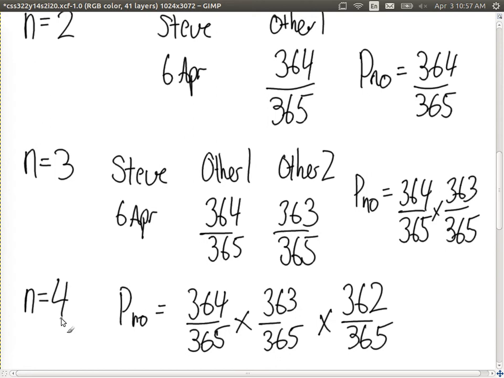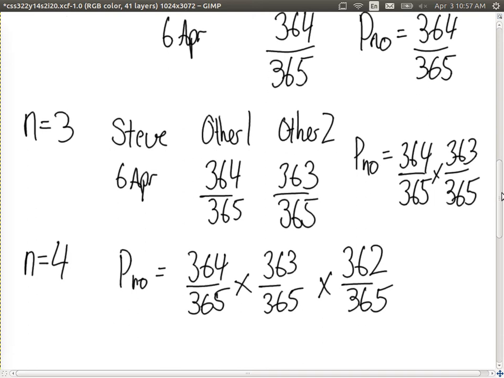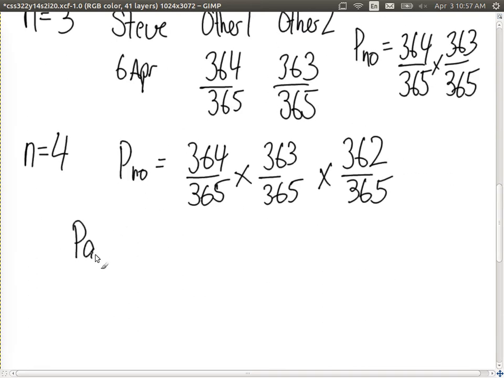There's some factorial involved, correct? At the top, the numerator is 364 down to 362. So that's some portion of a factorial. And the denominator is 365 to the power of n minus 1 in this case. So we could find a formula that would express that for any value of n. Okay. And what we wanted, though, was the probability that any two people have the same birthday, and it's 1 minus all of this.